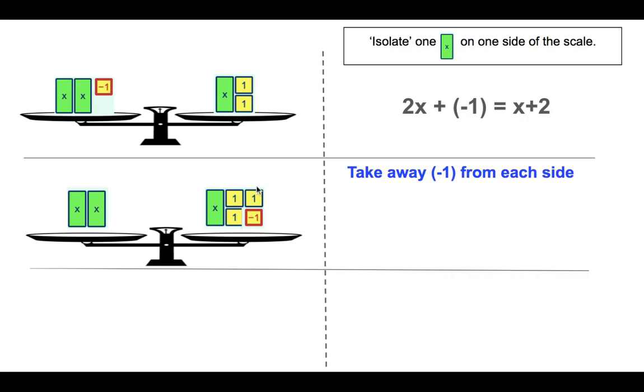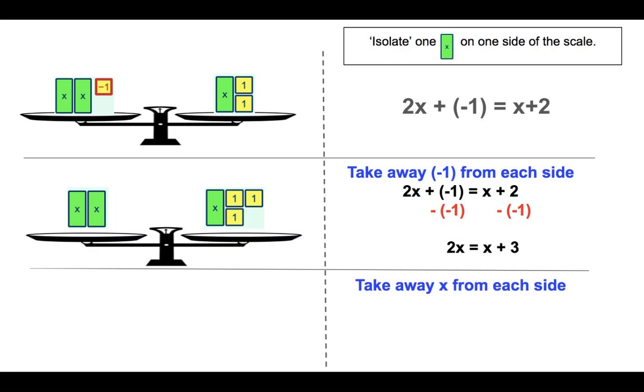So I need to put in a 0 pair. So remember, a positive 1 and a negative 1 is a 0, and zeros do not change the value. So I put in my 0 pair so that I can remove the negative 1. So there it is. Now I can remove it. And notice I removed it from this side as well. So I have 2x plus negative 1 equals x plus 2. I'm removing my negative 1 from each side. So I end up with 2x equals x plus 3.